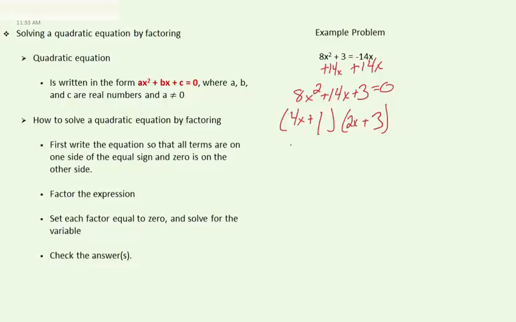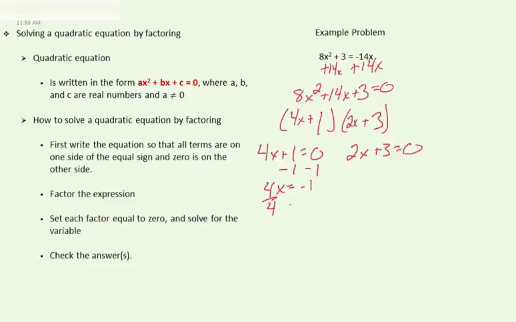Now we're going to set each factor equal to 0 and solve for the variable, which is x in this case. Now that we have both our factors equal to 0, we're going to take each one and solve for x. On our left side, we're going to subtract 1 from both sides, which will give us 4x is equal to negative 1.